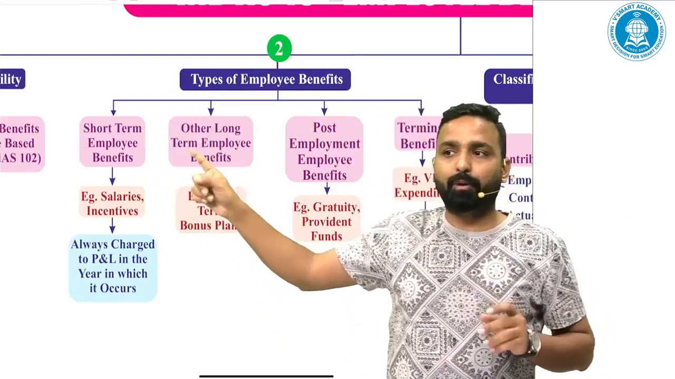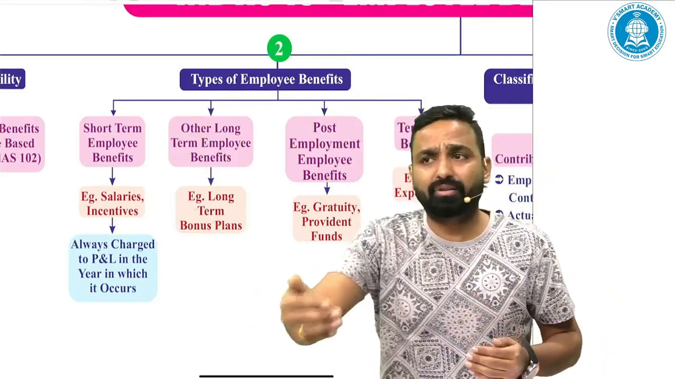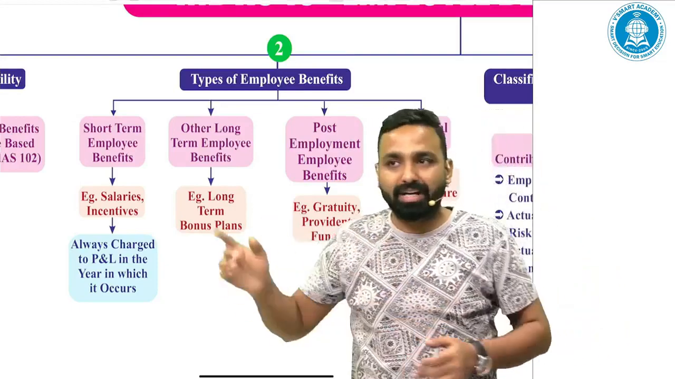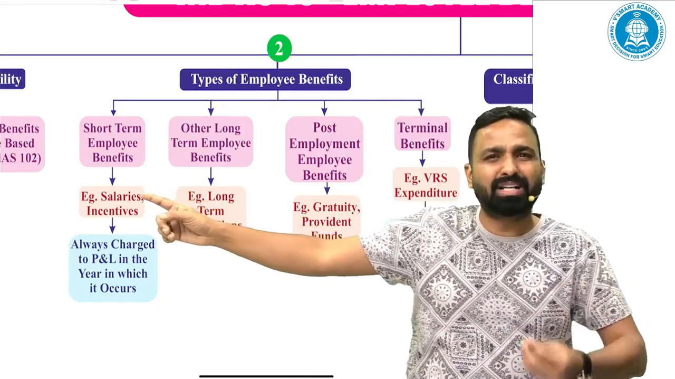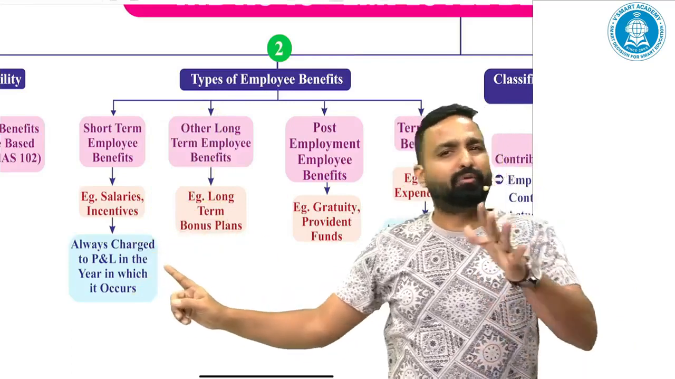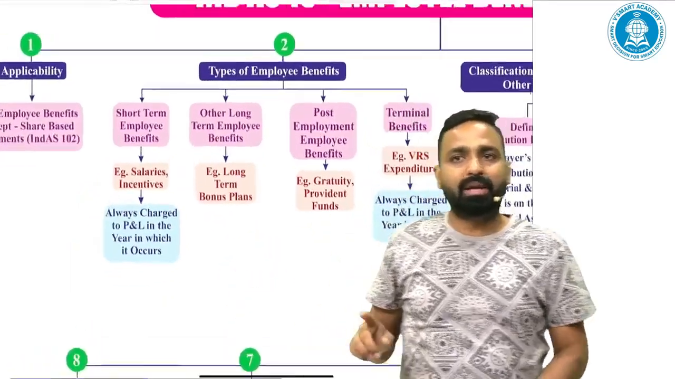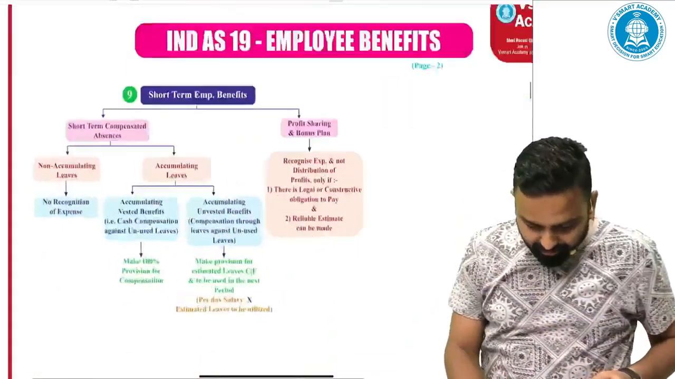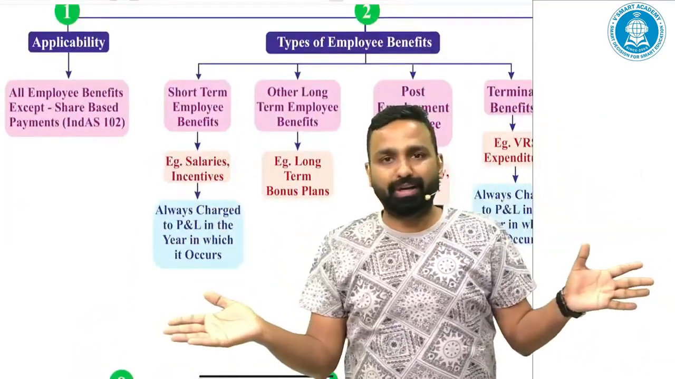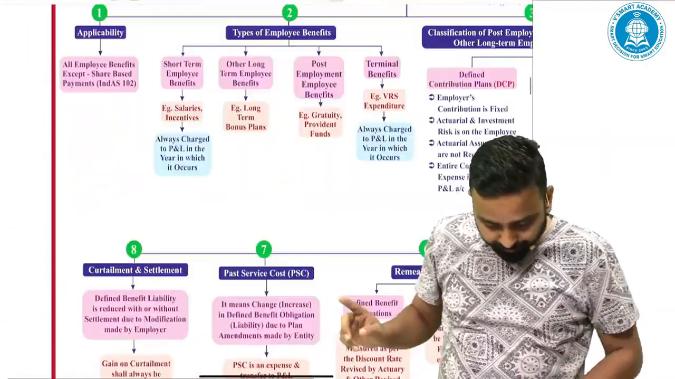The first is short-term employee benefits. Now, short-term employee benefits means those which are payable within 1 year, within 12 months of the date of service or of the balance sheet date. So these are the salaries, incentives, bonus, allowances, overtime expenditure, and all these. Mostly all kinds of short-term employee benefits are charged to the profit and loss account in the year in which they are incurred. Yes, there are some important points in respect of short-term employee benefits. I will discuss them later on, through the last point. So short-term employee benefits are not that important. Only one thing is important, that is short-term compensated absence. I will discuss it later on.